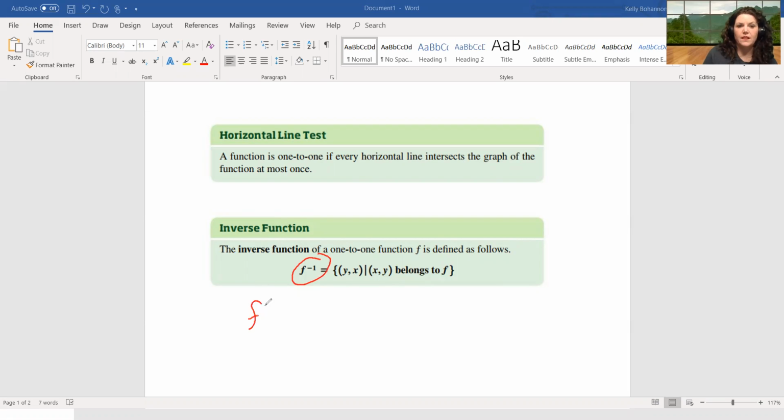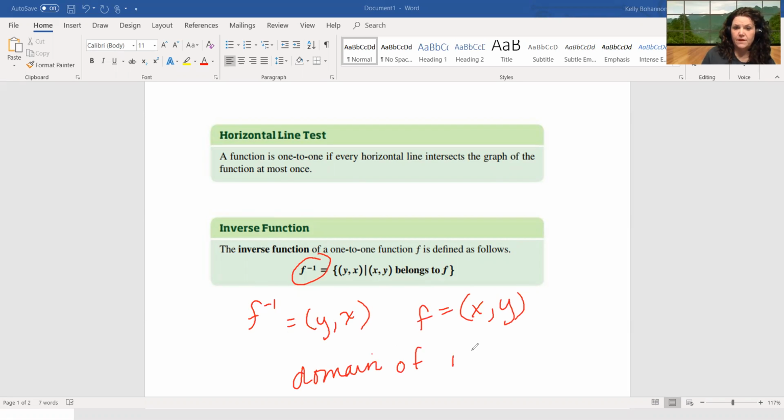So the inverse has data points (y, x), and the original would have the data point (x, y). So the x's and y's are always switched, which also means that the domain of f is the range of the inverse of f. The domain of f of x is the range of the inverse of f of x.